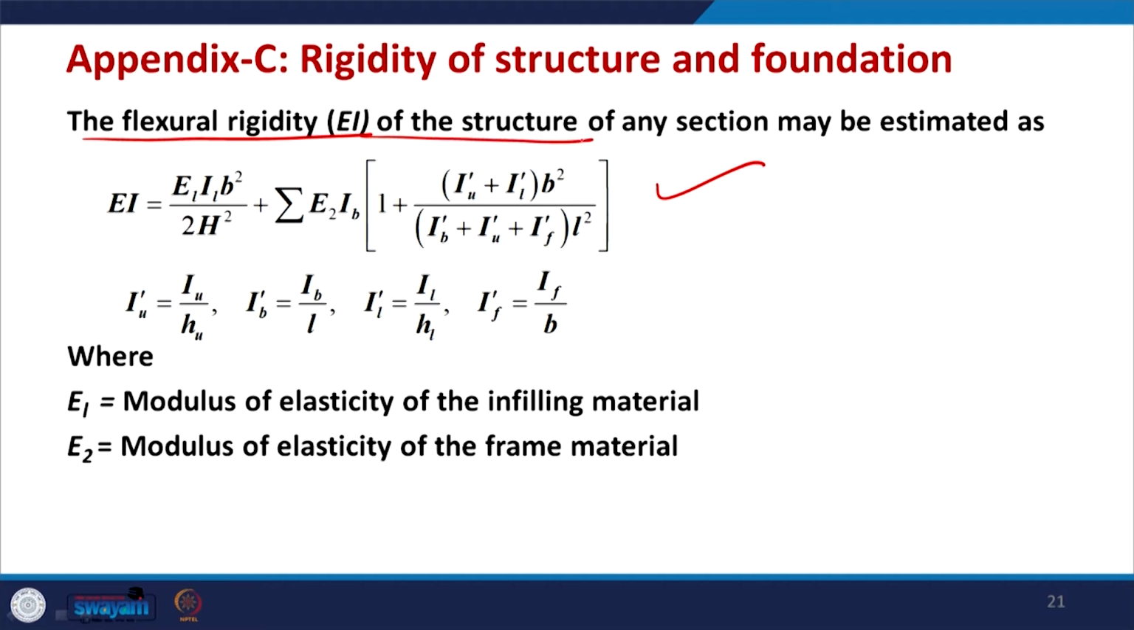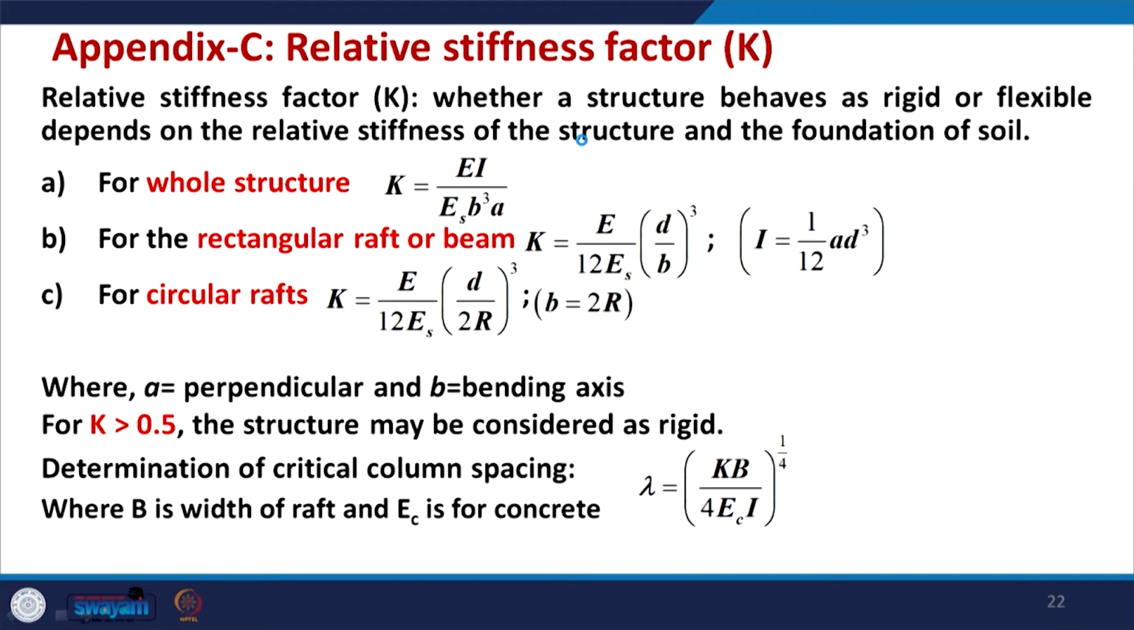And once the flexural rigidity of the structure is known using this equation, that is the product of E and I, then we can find the value of K, which is called the relative stiffness factor, which is also discussed in Appendix C of the code, and relative stiffness factors are listed here. You can see that whether a structure behaves as rigid or flexible depends on the relative stiffness of the structure and the foundation of the soil. So, that is the ratio, the stiffness EI value for the structure divided by the EI value for the foundation.